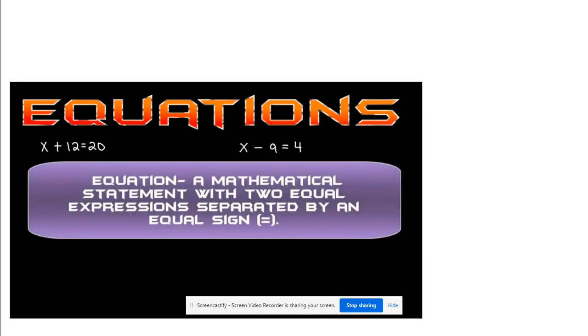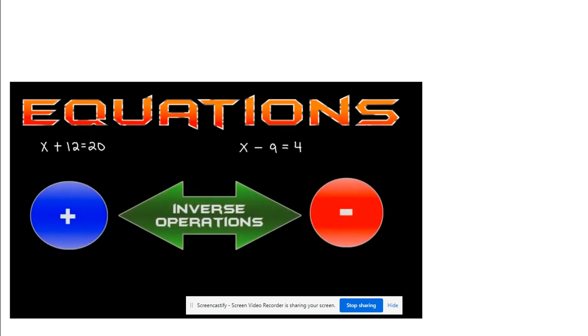And just remember that an equation is a mathematical statement with two equal expressions separated by an equal sign. Okay? And we use our inverse operations in order to solve these. So for instance, on this equation here, we have addition. And what's the opposite of addition? Subtraction. So we will use subtraction to solve here. And again, for x minus 9, we have subtraction here. So the inverse operation to subtraction is addition. So let's go ahead and get started.